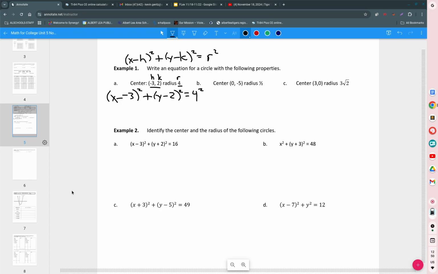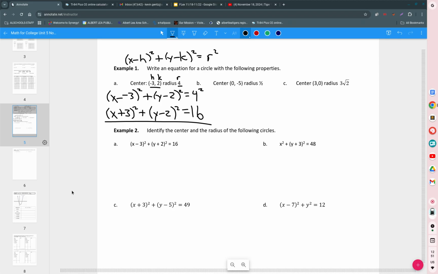Now you don't do anything real special with this other than instead of writing x minus -3, I can write what? x plus 3. And then (y minus 2) quantity squared. And 4 squared is 16. This is the equation for a circle that has a center of (-3, 2) and a radius of 4.